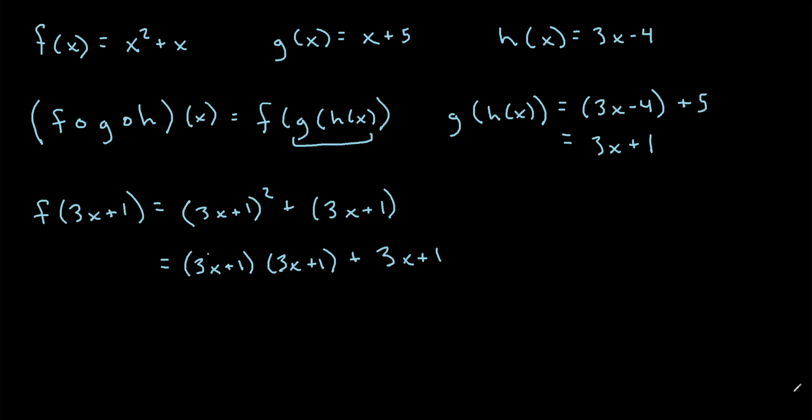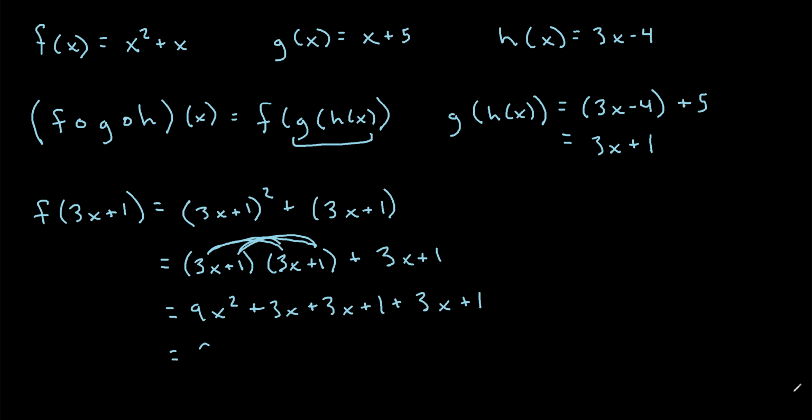So let's FOIL this. 3x times 3x, that is 9x squared. 3x times 1, that's just 3x. And then we have 1 times 3x, that's also 3x. And then we have 1 times 1, that's 1. And then we've also got this plus 3x plus 1 out here at the end. So let's combine like terms.